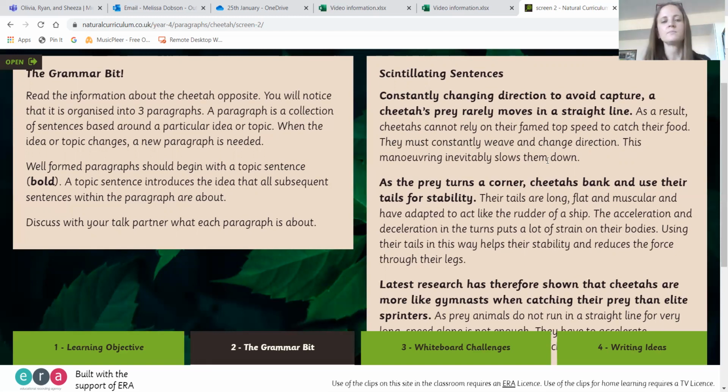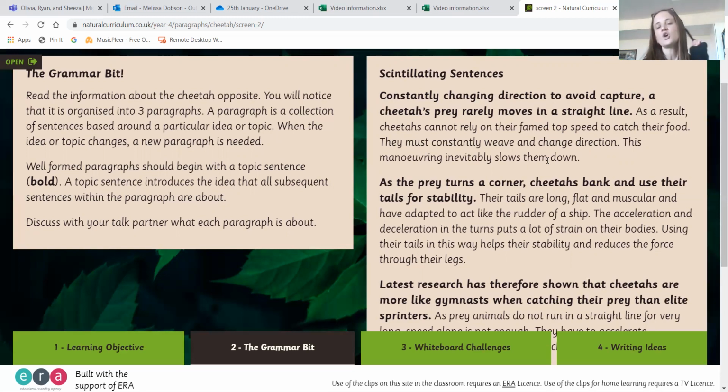The next sentence says, as the prey turns a corner, cheetahs bank and use their tail for stability. So that means to kind of change direction, and the tail helps them stay upright. Their tails are long, flat, and muscular, and have adapted to act like a rudder. A rudder is obviously of a ship that helps change direction, which way you need to go. The acceleration and deceleration, so the speeding up and slowing down, in the turns puts a lot of strain on their bodies. Using their tails in this way helps their stability and reduces the force through their legs.